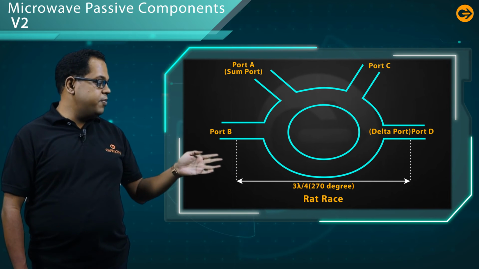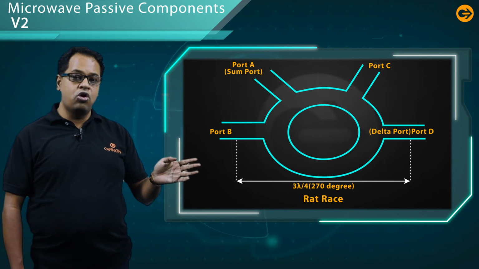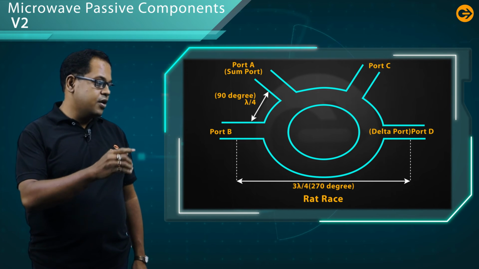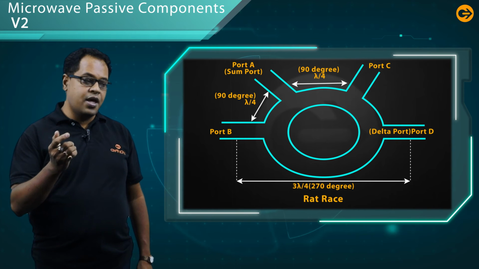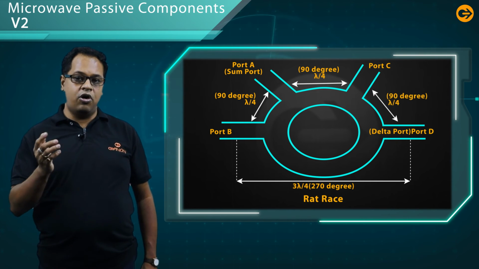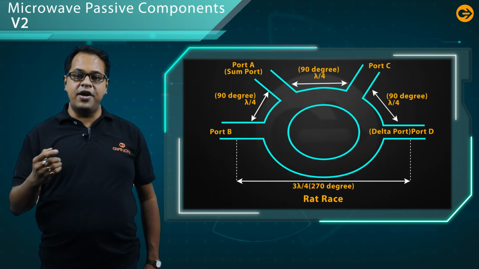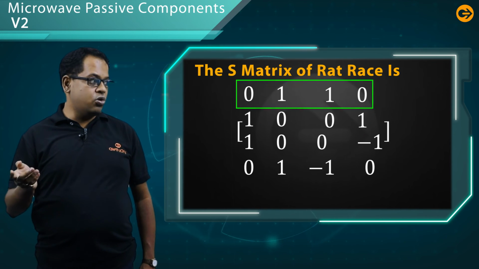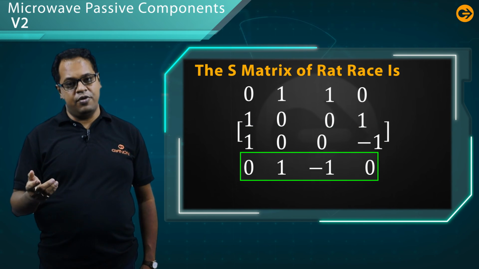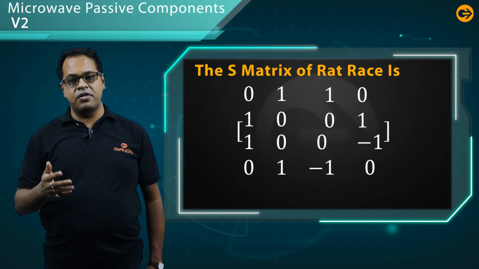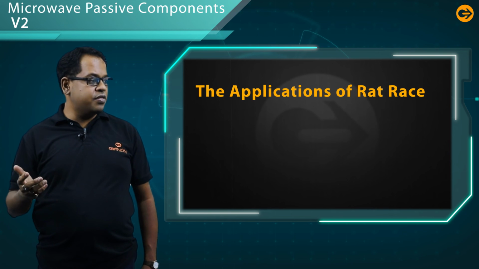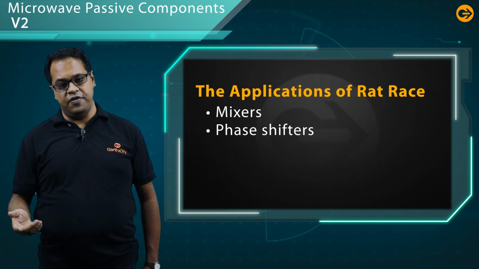The distance between the port B and the port A is lambda by 4 or 90 degree. The distance between the port A and the port C is lambda by 4 or 90 degree. And the distance between the port C and the port D is also lambda by 4 or 90 degree. The S matrix of the rat race will be 0, 1, 1, 0, 1, 0, 0, 1, 1, 0, 0, minus 1, 0, 1, minus 1, 0, as it is a 4-port device, so S matrix will be 4 cross 4. The application of the rat race is in mixer and in phase shifter.